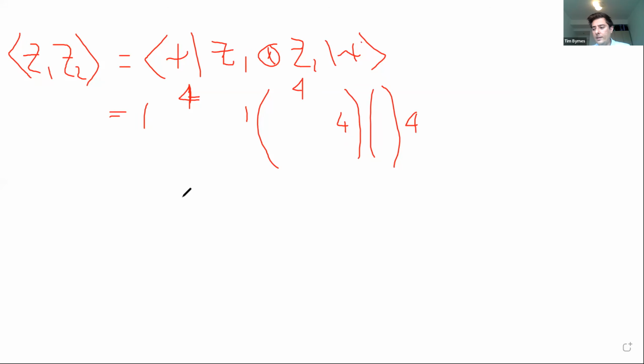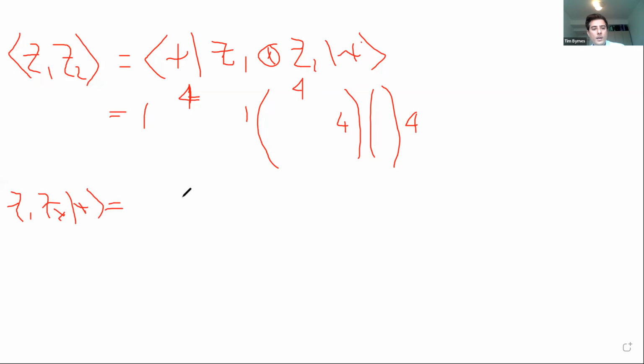So let's break this down into a few parts to make our lives a bit easier, so we don't do that whole thing all at once. Let's calculate what Z1 Z2 times this state here is.